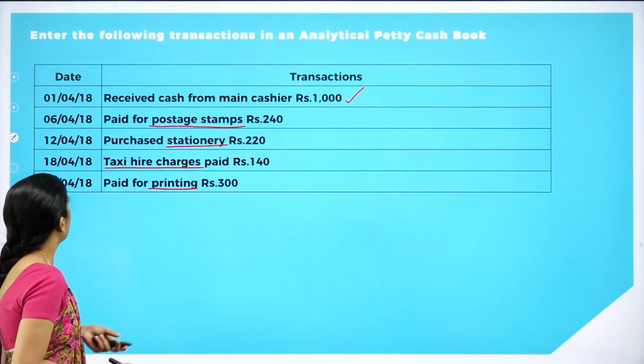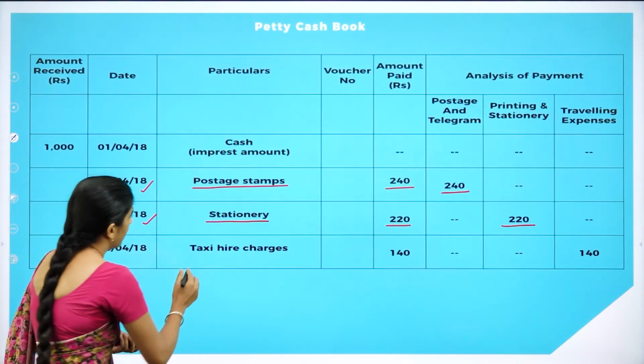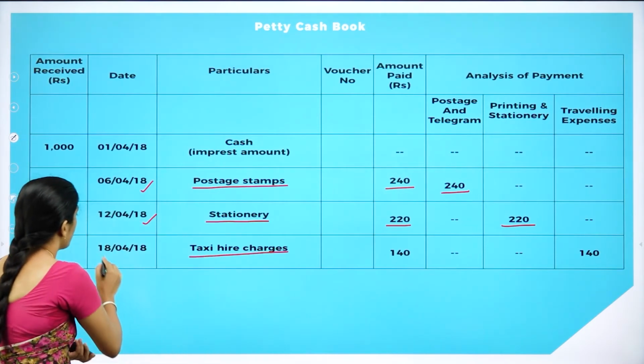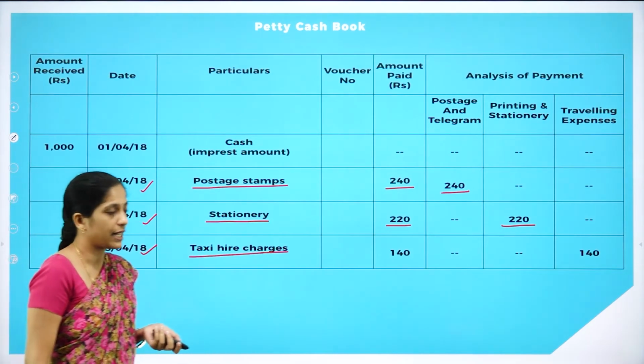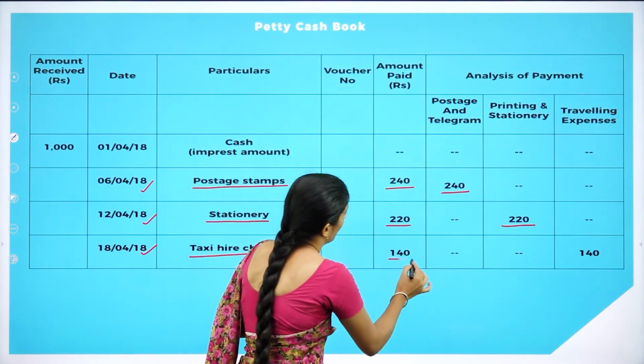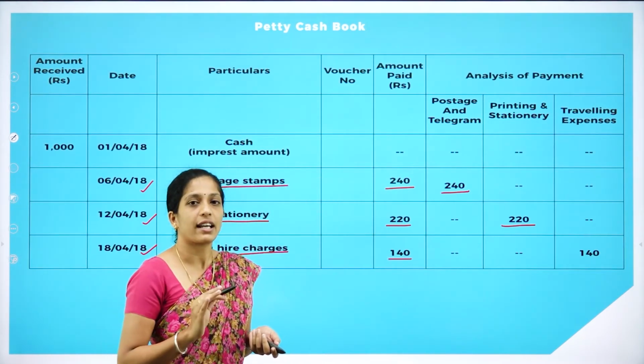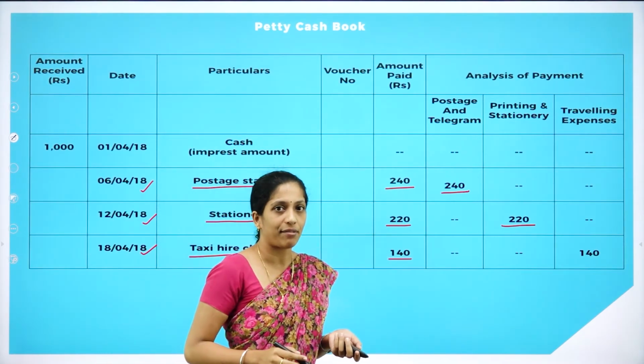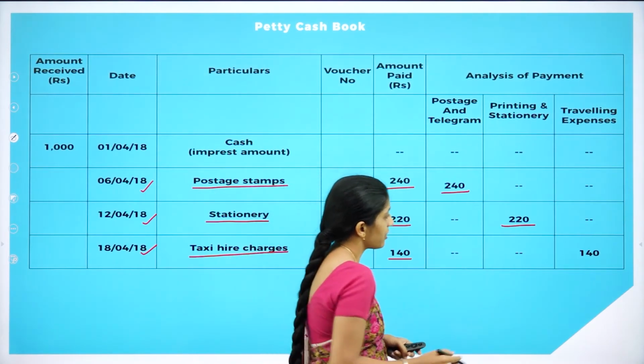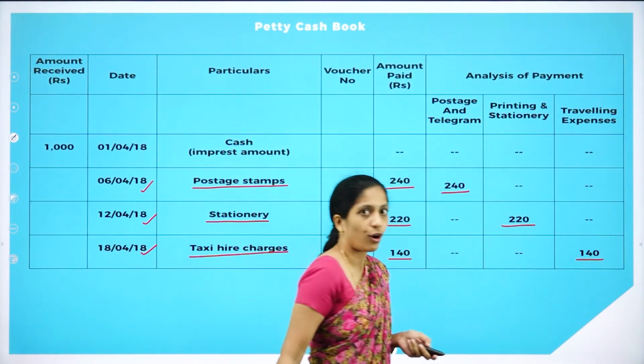Next is 18/4/2018, taxi hire charges. So the date is 18/4/2018. Amount paid is how much? 140. Now where will this taxi hire charges come? It comes under traveling expenses. So this is dash and this is 140.